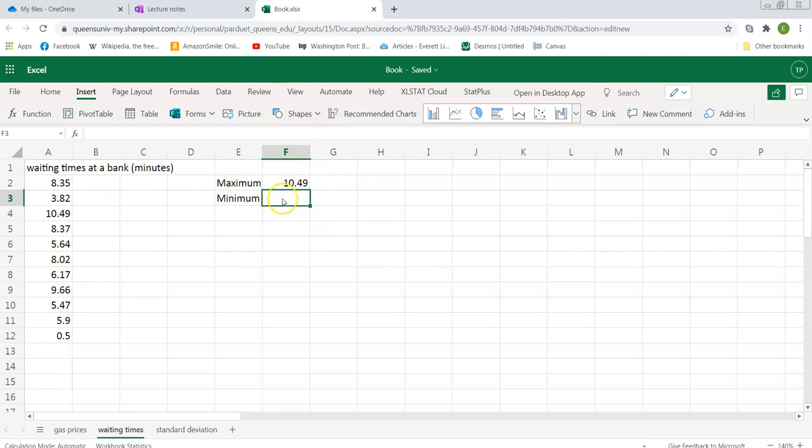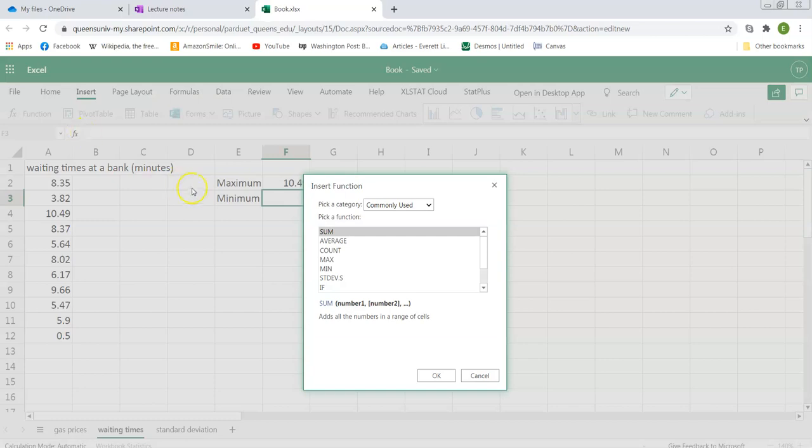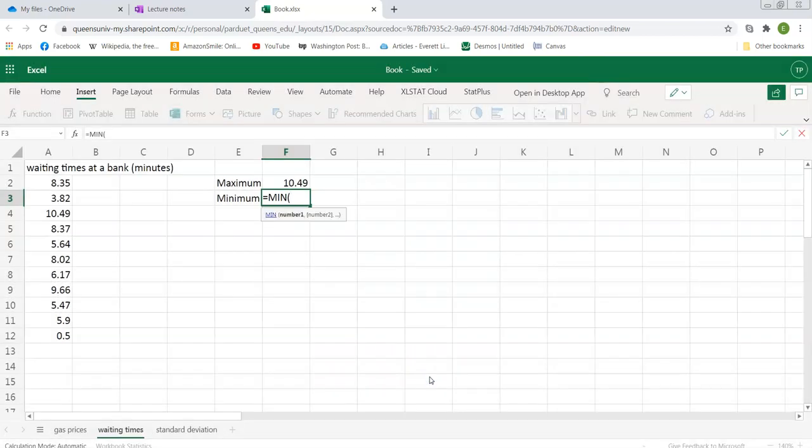And to get the minimum, it's min. But if you forget what the function is called, remember you can always go back and look at the FX button. And you can find it somewhere in here under one of these categories of functions, or you can always use a search engine. So let's pick the minimum. We'll select our data, and we get 0.5.